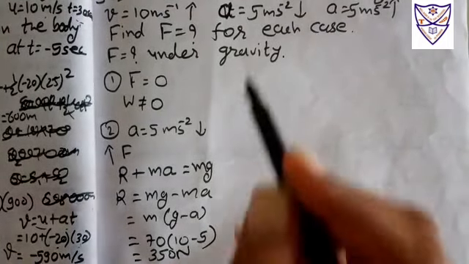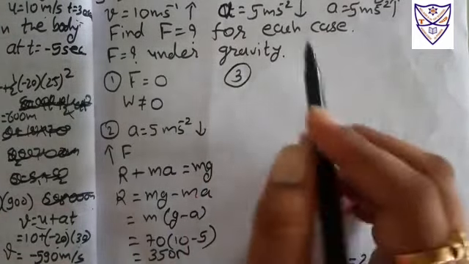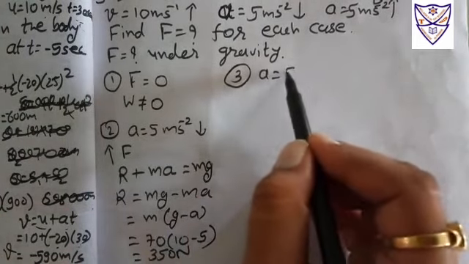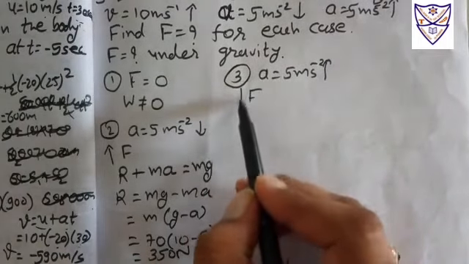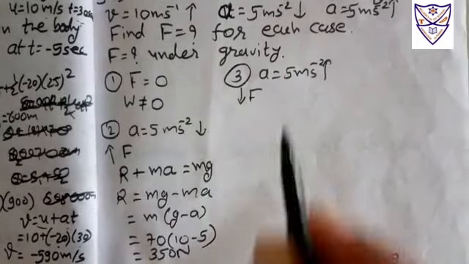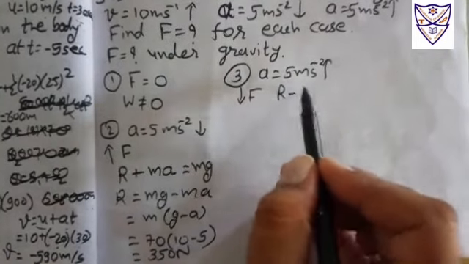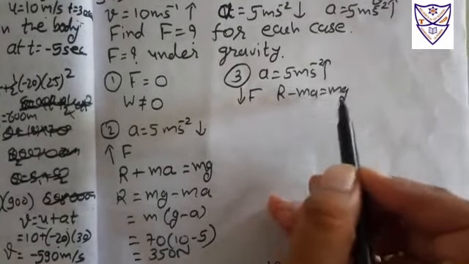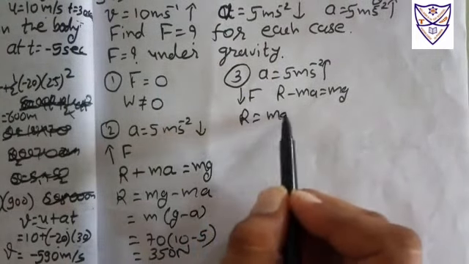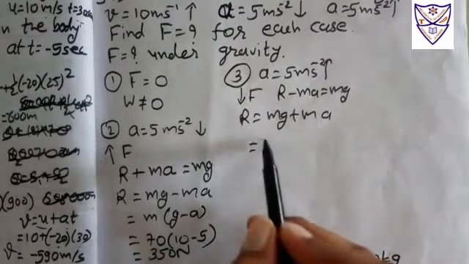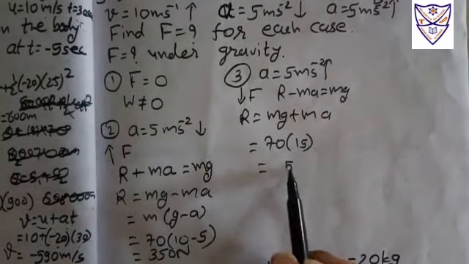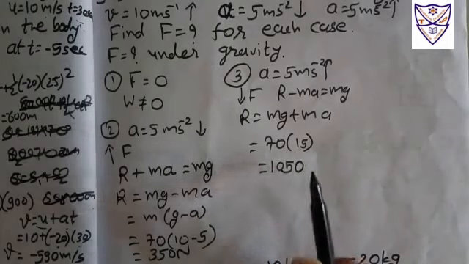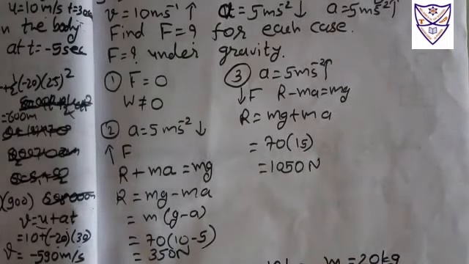Now we are moving on to our third case. The acceleration is in the upward direction, which means the pseudo force is in the downward direction, right? So starting from this formula, R minus ma is equal to mg, so R is equal to mg plus ma. So here 70 into (10 plus 5), which is 15, gives 1050 Newton.